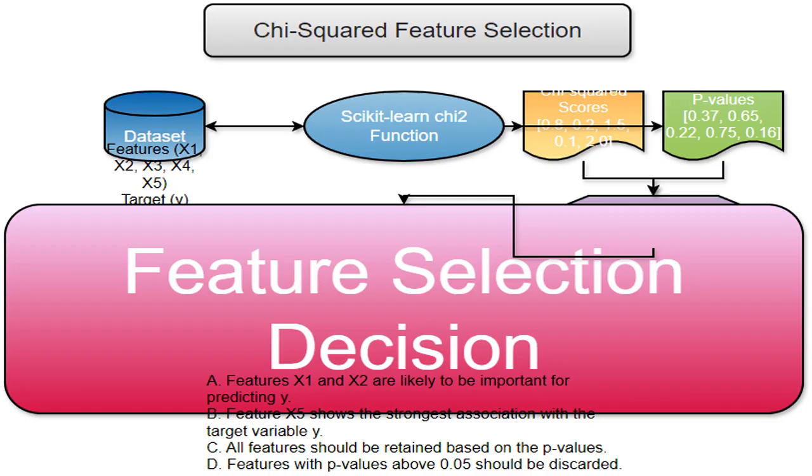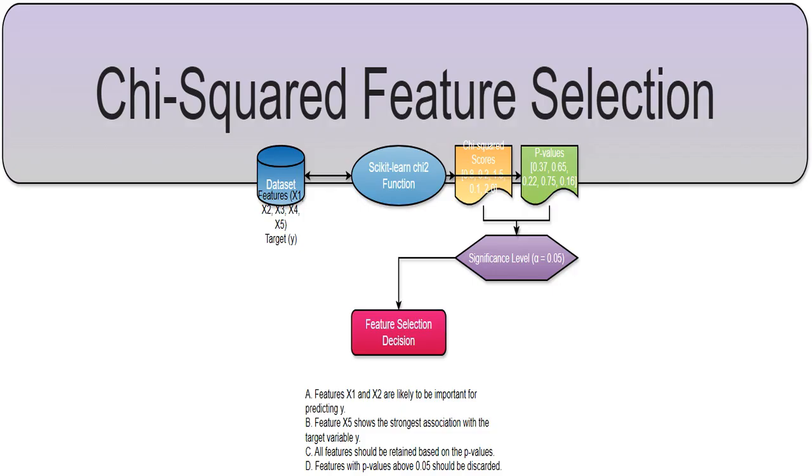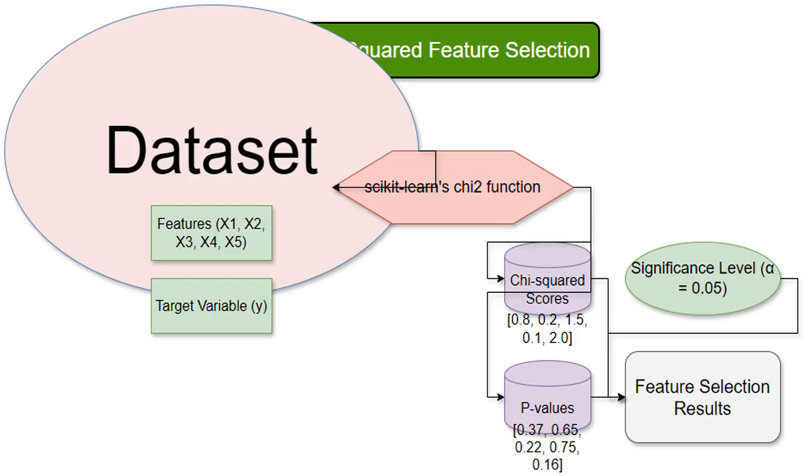It's all about finding the best balance between the strength of association, the chi2 score, and the statistical significance, the p-value. This is the overall method I am using. I am using the chi2 test to pick the best features for my model. It's a powerful statistical tool. I have a dataset with 5 features.